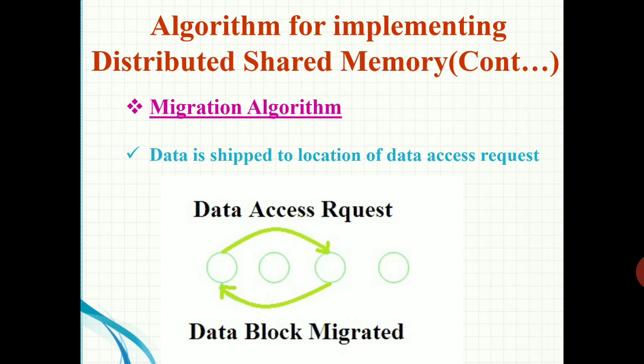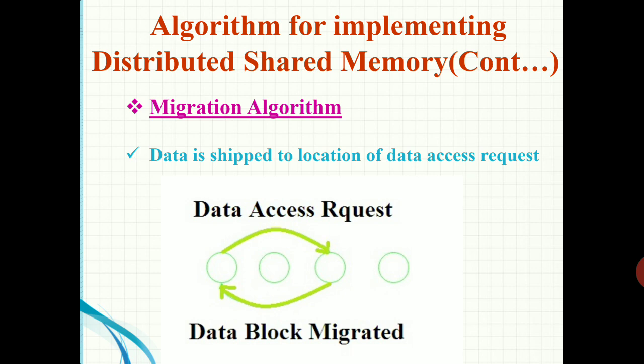It allows only one node to access shared data at a time, and the whole block containing the data item migrates instead of the individual item requested. So it can use the locality of reference. That means there is a chance that it accesses data within that block again and again, so it uses that locality of reference property.